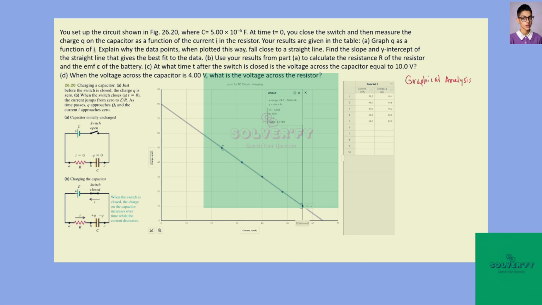And it gives me the slope and the intercept right here, but they are very small and hard to read. So my slope is going to be negative 1.248 microcoulombs for every milliampere. And my y-intercept is 79.9 microcoulombs. All right, so now we're going to answer the question.